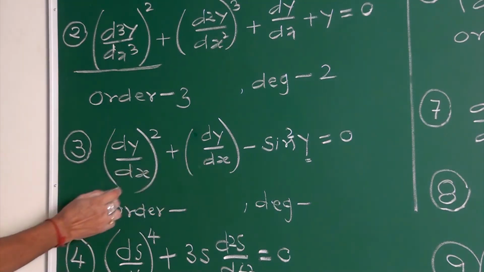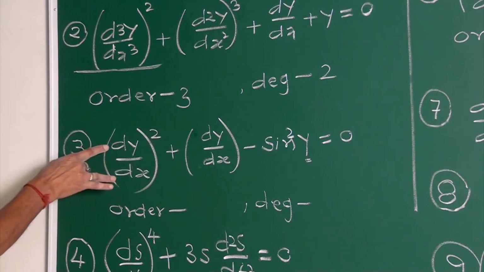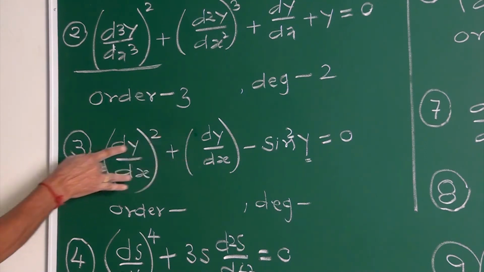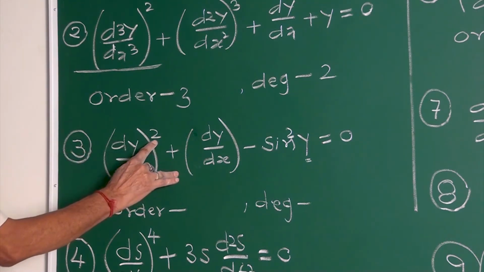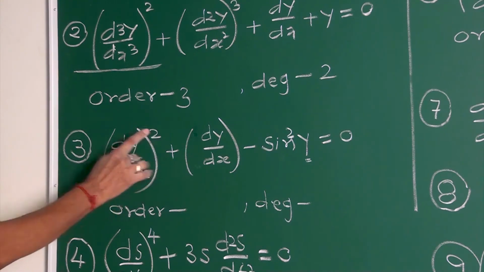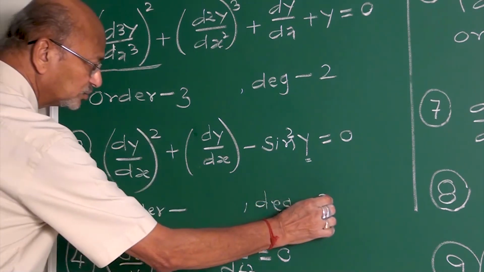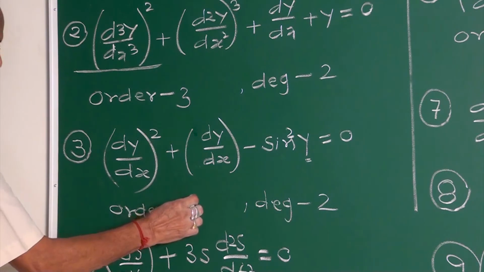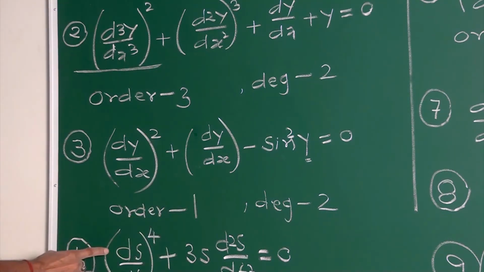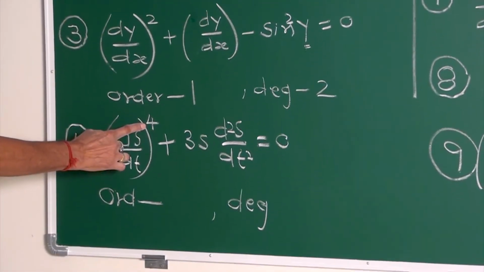In this case, you have to consider the highest power of the highest order. Anyway, the highest order is 1. But what is the highest power? The highest power is 2. Then the degree is 2. What is the order, my friend? 1.